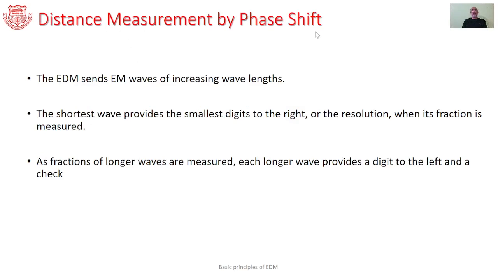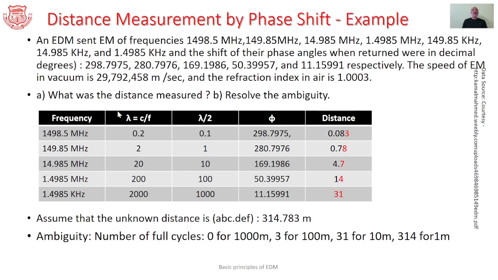The other technique is measurement by phase shift. Here, the equipment sends electromagnetic waves of increasing wavelengths. The shortest wave provides the smallest digit to the right when its fraction is in hand. As the fraction of the longer waves are measured, each longer wave provides the digit to the left and also provides the check on the computation that we did with the result that we receive with the shortest wave. We'll try to understand through a certain example.